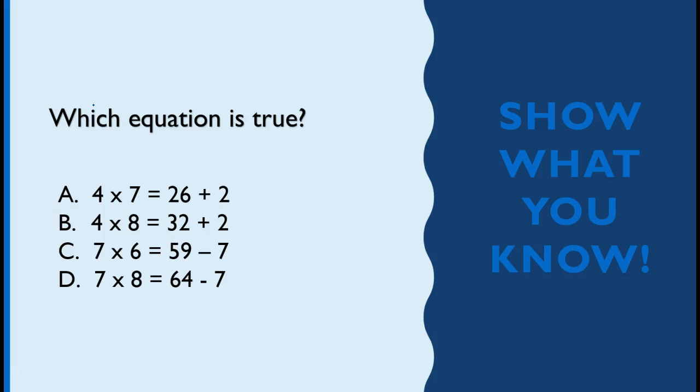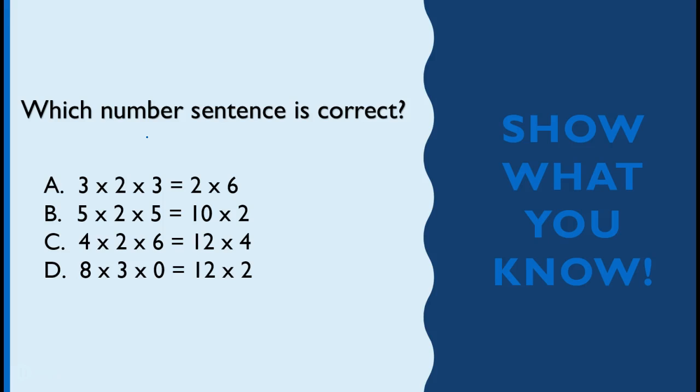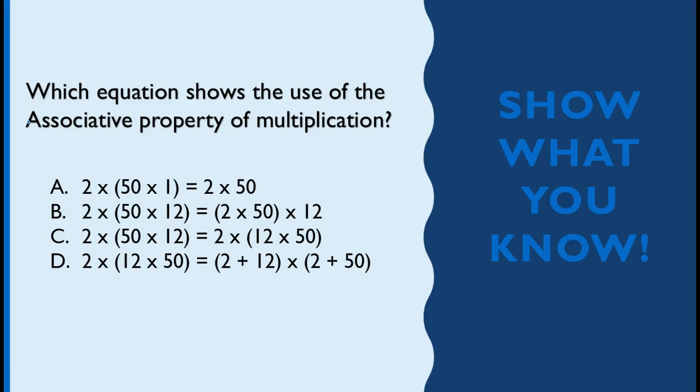All right, so I'm going to let you show what you know now. I'm going to let you try a couple. Which equation is true? Remember, an equation means that both sides have the same value. Which number sentence is correct? Which equation shows the use of the associative property of multiplication? Okay, associative property of multiplication. Look carefully.